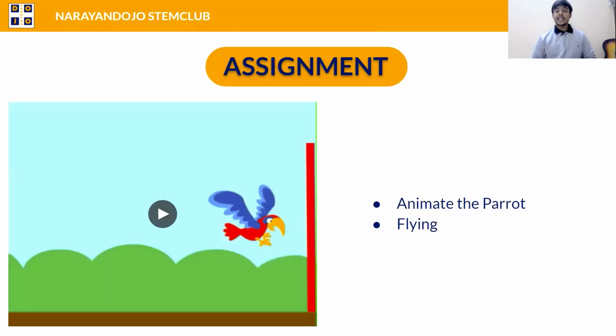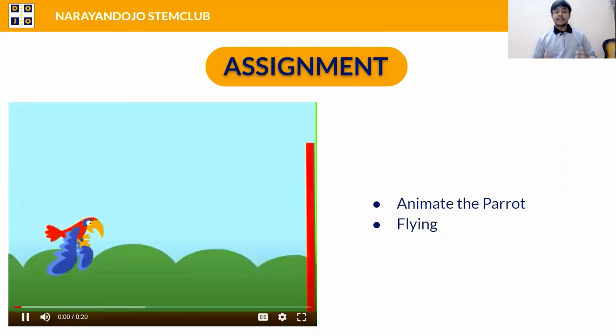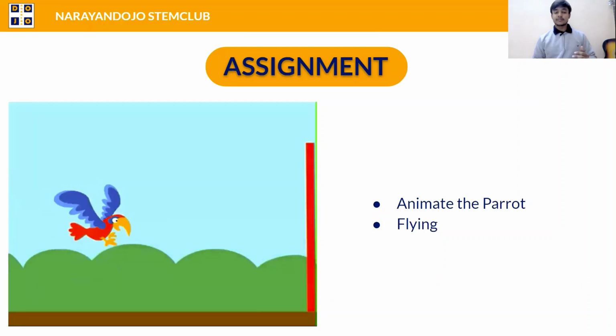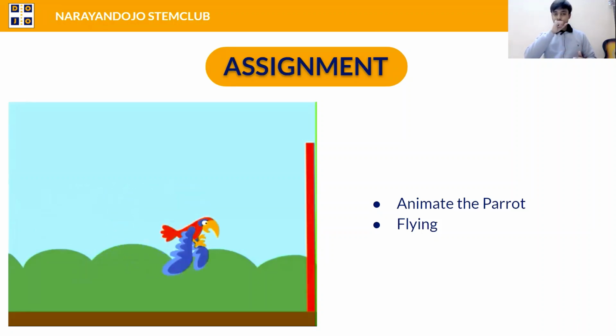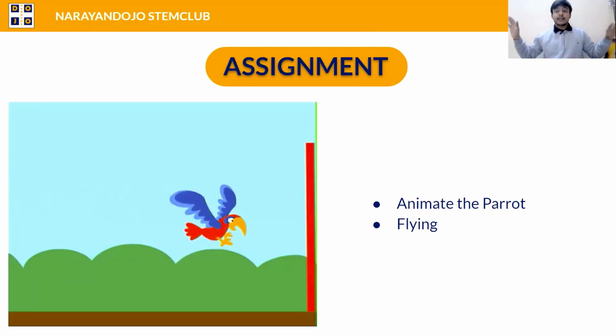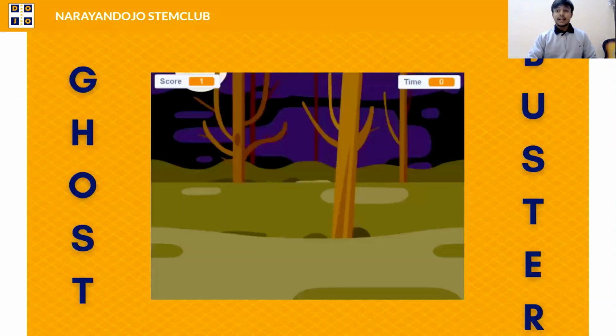So first let's see the assignment for the today's session. And for the today's session, you have to animate the parrot so that it looks like it's flying, as you are able to see on the screen. And the hint for this assignment, you have to just change the costume from the one to another, so that it looks like the parrot is flying. And that's it for the today's session. And from tomorrow, we will start the Ghostbuster game.